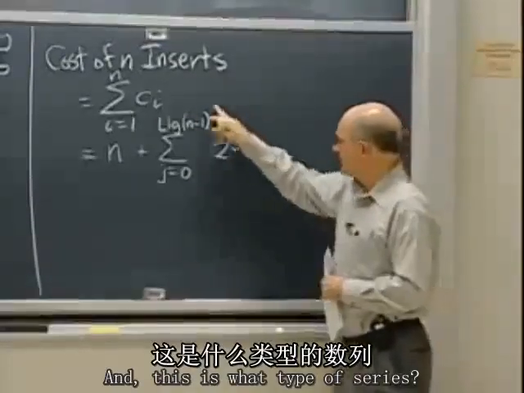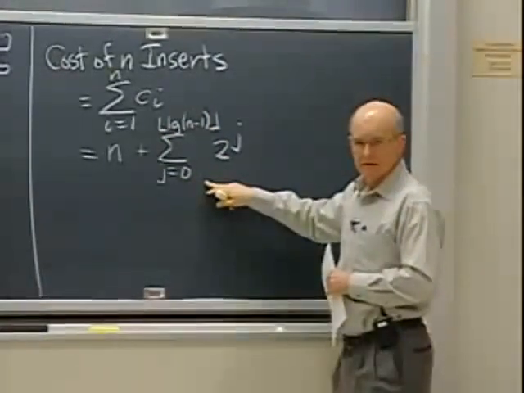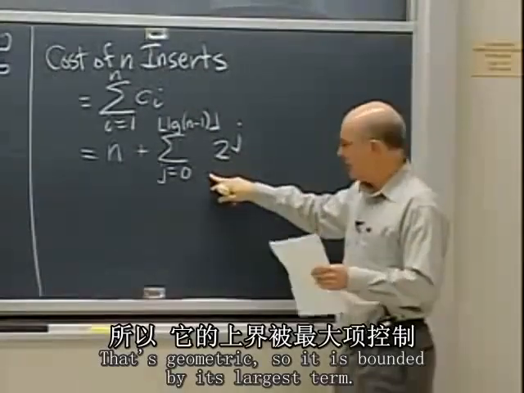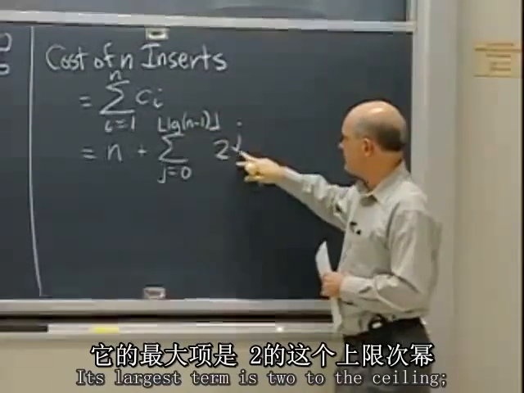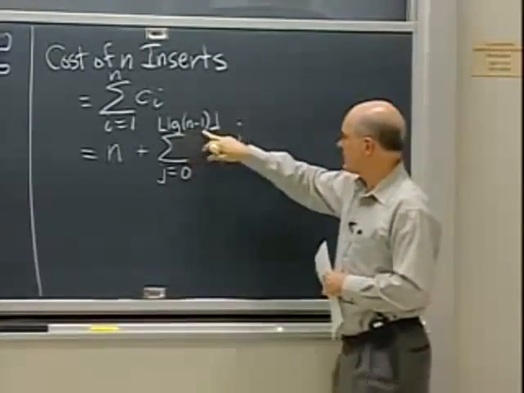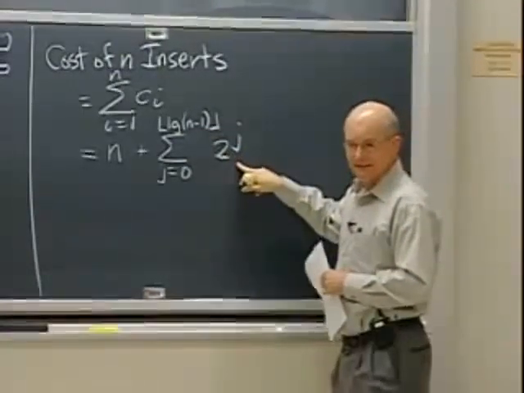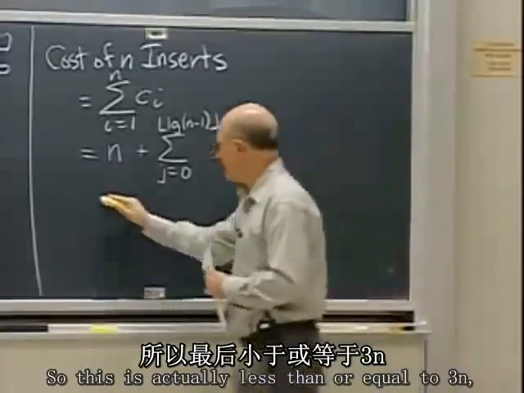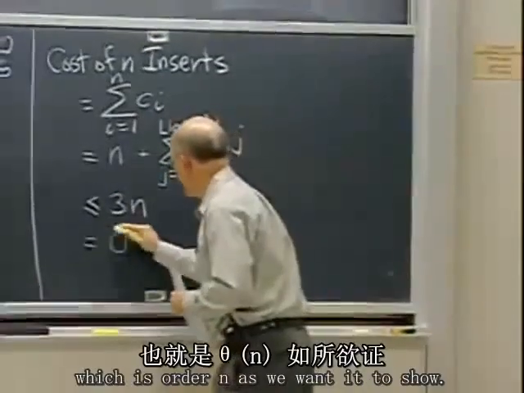And this is what type of series? That's geometric, so it is bounded by its largest term. It's dominated by its largest term, 2 to the ceiling of log of n minus 1, which is at most n. And then all the other terms add up to at most n. So this is actually less than or equal to 3n, which is order n, as we wanted to show.